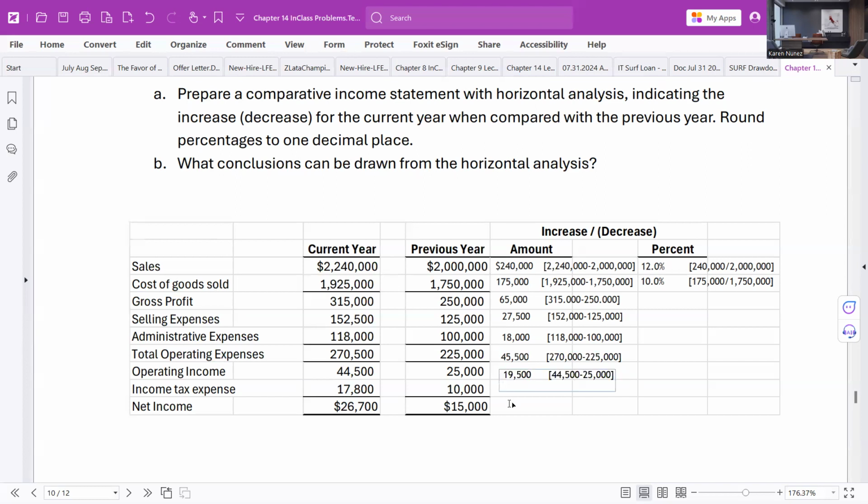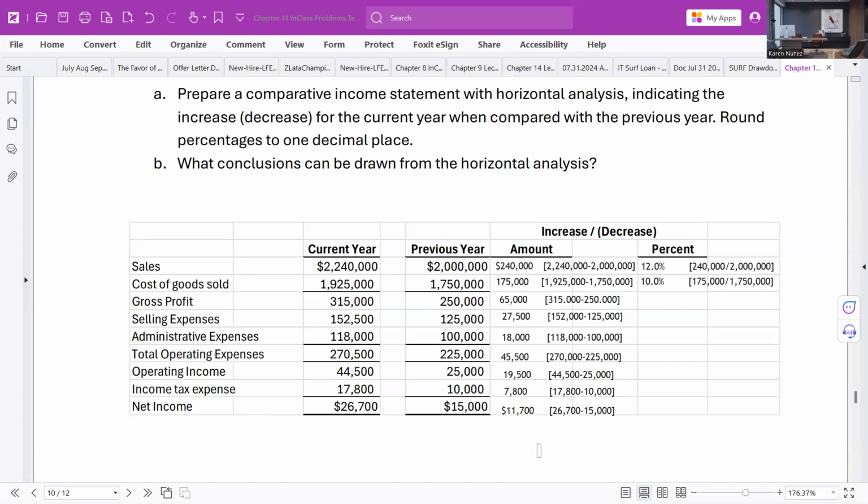Minus the 44,500 minus 25,000 is 19,500. And then the income tax expense, well, we can see that that's increased as well. What this tells us here is that we've actually got a $7,800 increase in income tax expense. And when you look at the effect that has on net income, right? 26,700 minus 15,000. Well, that is an $11,700 increase in our net income.